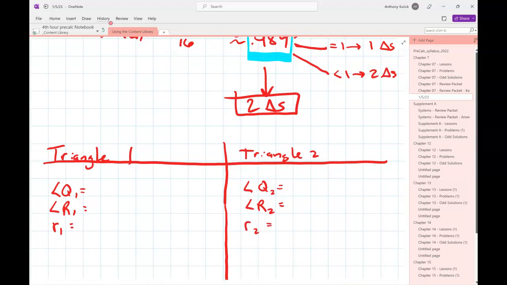So I'm going to get a set of answers in triangle 1, a set of answers in triangle 2. To help me make sure I remember what number goes where, I'm going to put a subscript for angle Q, angle R, and side R for triangle 1, and a different subscript for angle Q, angle R, and side R in triangle 2. Everybody's okay with what I did there? Okay.